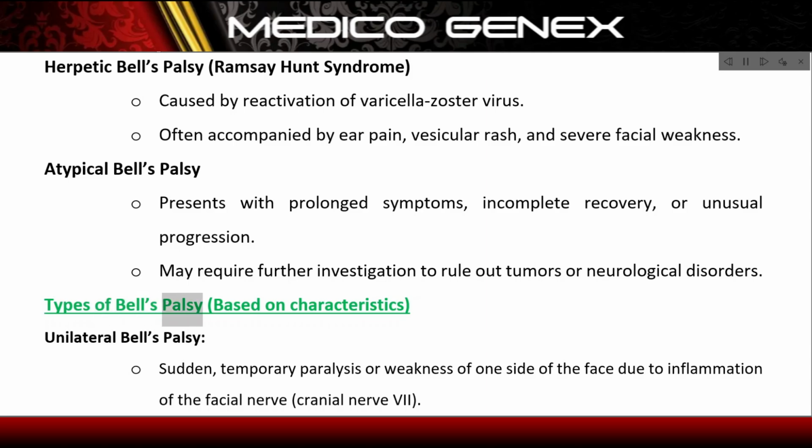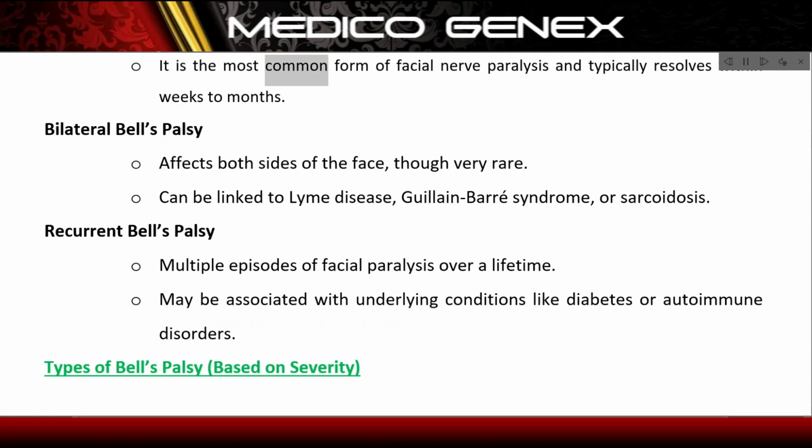Types of Bell's palsy, based on characteristics. Unilateral Bell's palsy. Sudden, temporary paralysis or weakness of one side of the face due to inflammation of the facial nerve, cranial nerve 7. It is the most common form of facial nerve paralysis and typically resolves within weeks to months. Bilateral Bell's palsy. Affects both sides of the face, though very rare.